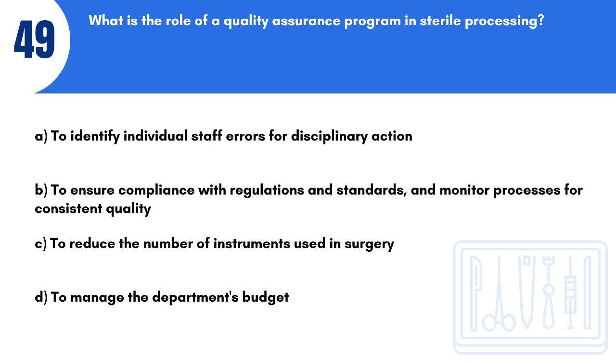Question 49. What is the role of a quality assurance program in sterile processing? A. To identify individual staff errors for disciplinary action. B. To ensure compliance with regulations and standards, and monitor processes for consistent quality. C. To reduce the number of instruments used in surgery. D. To manage the department's budget.